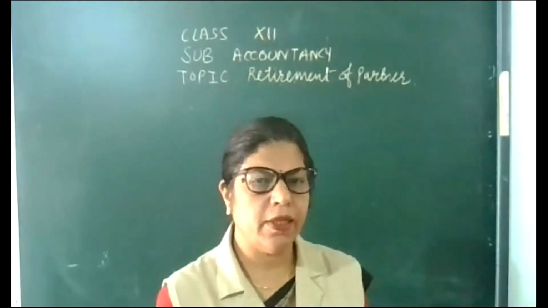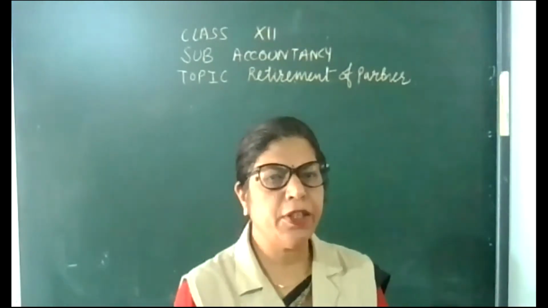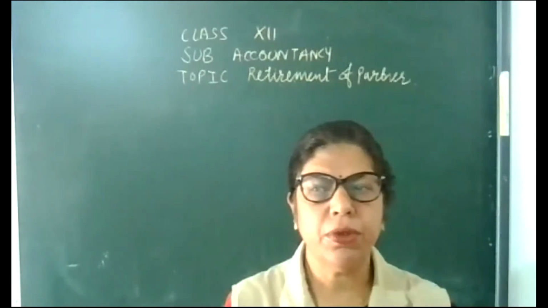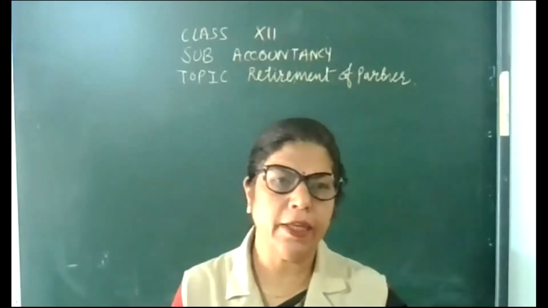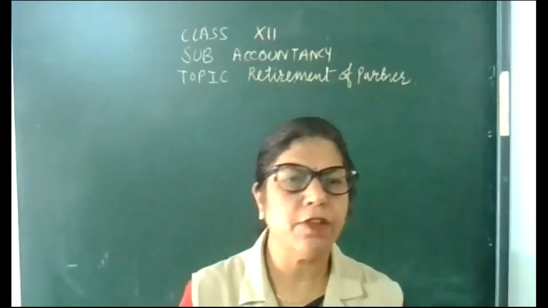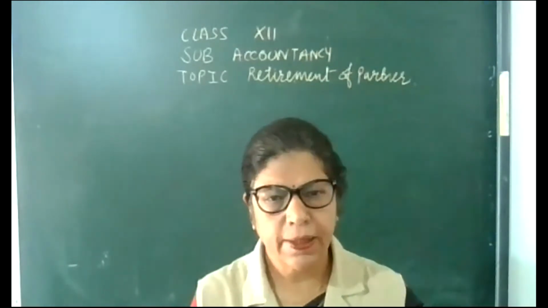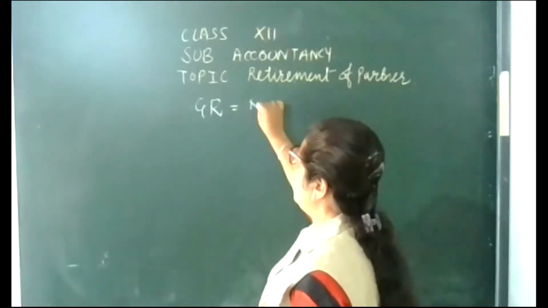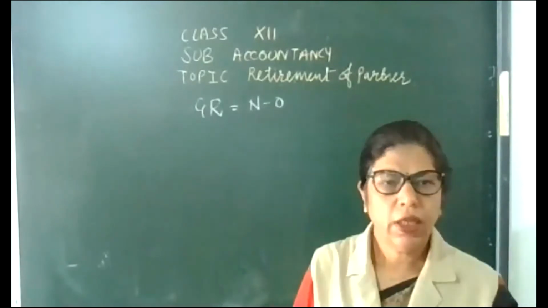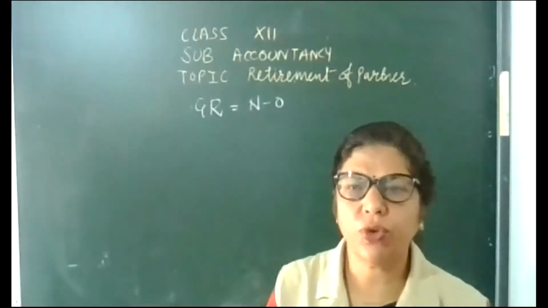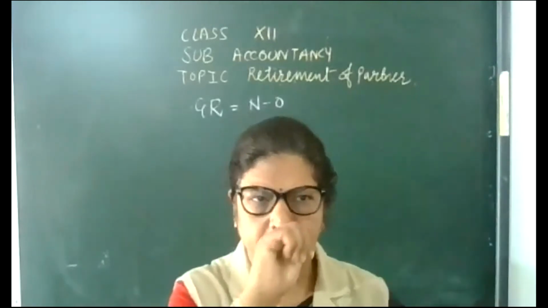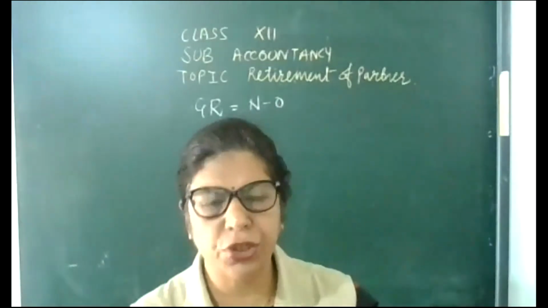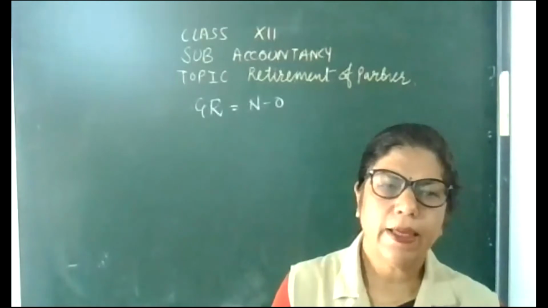Our today's topic is Chapter 4, Retirement of Partner. In Retirement of Partner, today I am going to explain to you the calculation of gaining ratio. The first method of calculation of gaining ratio is the simple formula: new minus old. So gaining is new minus old, but in retirement and death, there are three methods to calculate gaining ratio and new profit sharing ratio.